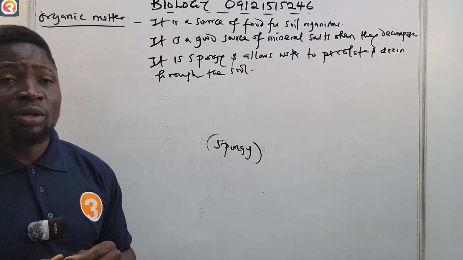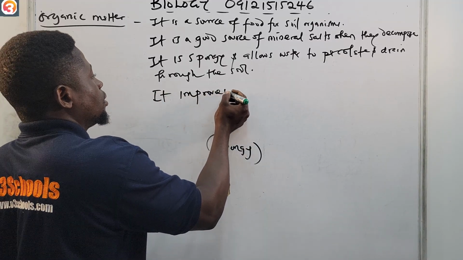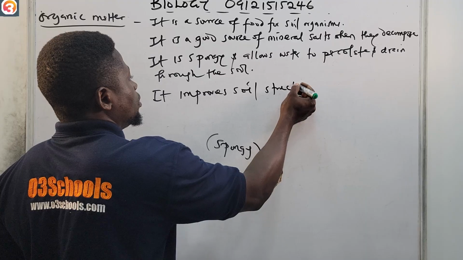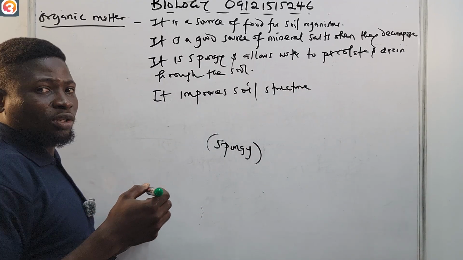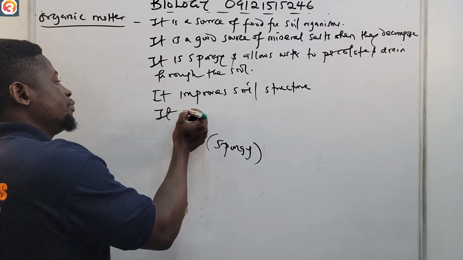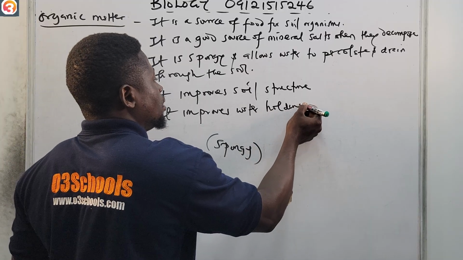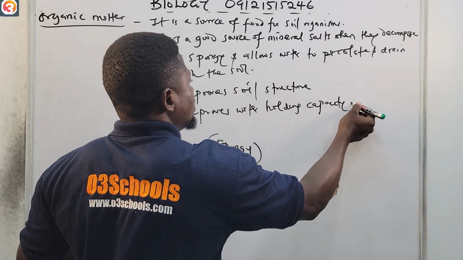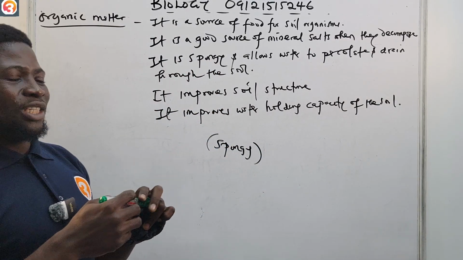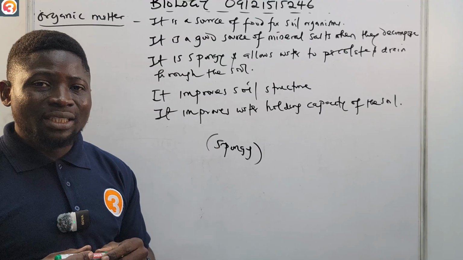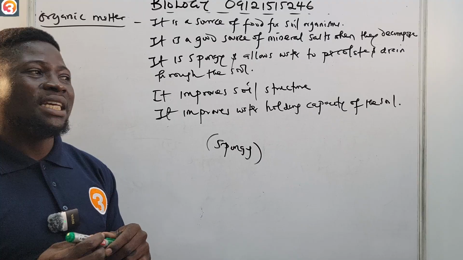Organic matter also improves soil structure. It also improves the water holding capacity of the soil. So it improves the soil structure as well as the water holding capacity of the soil. Likewise, it insulates the soil against extreme heat and cold.